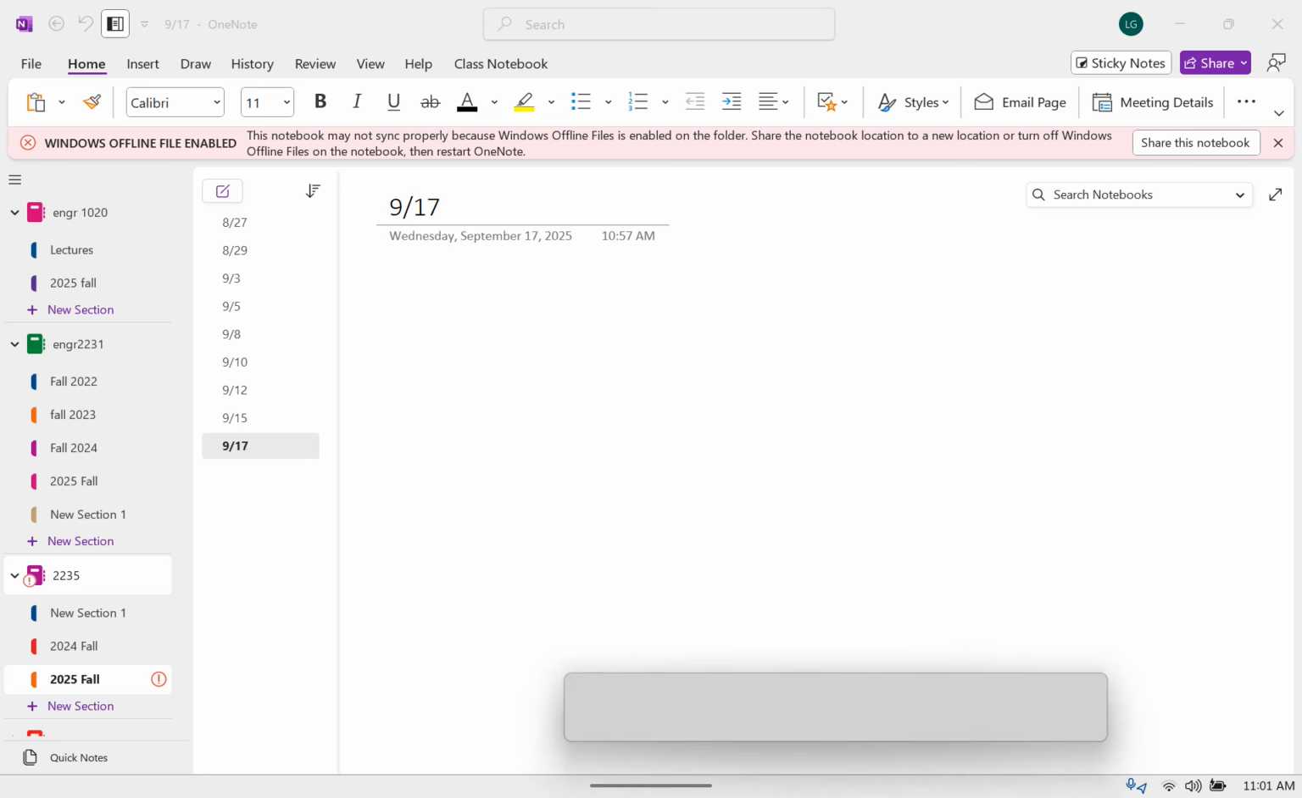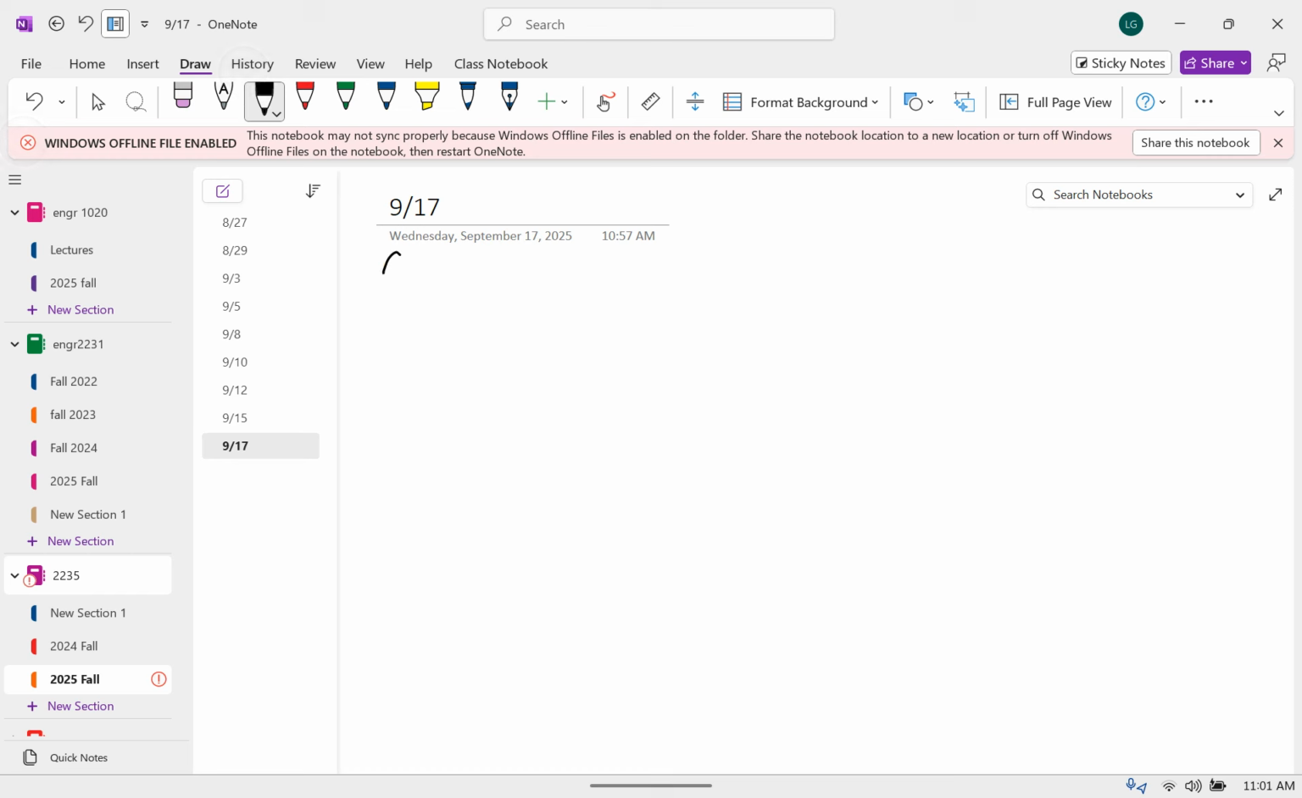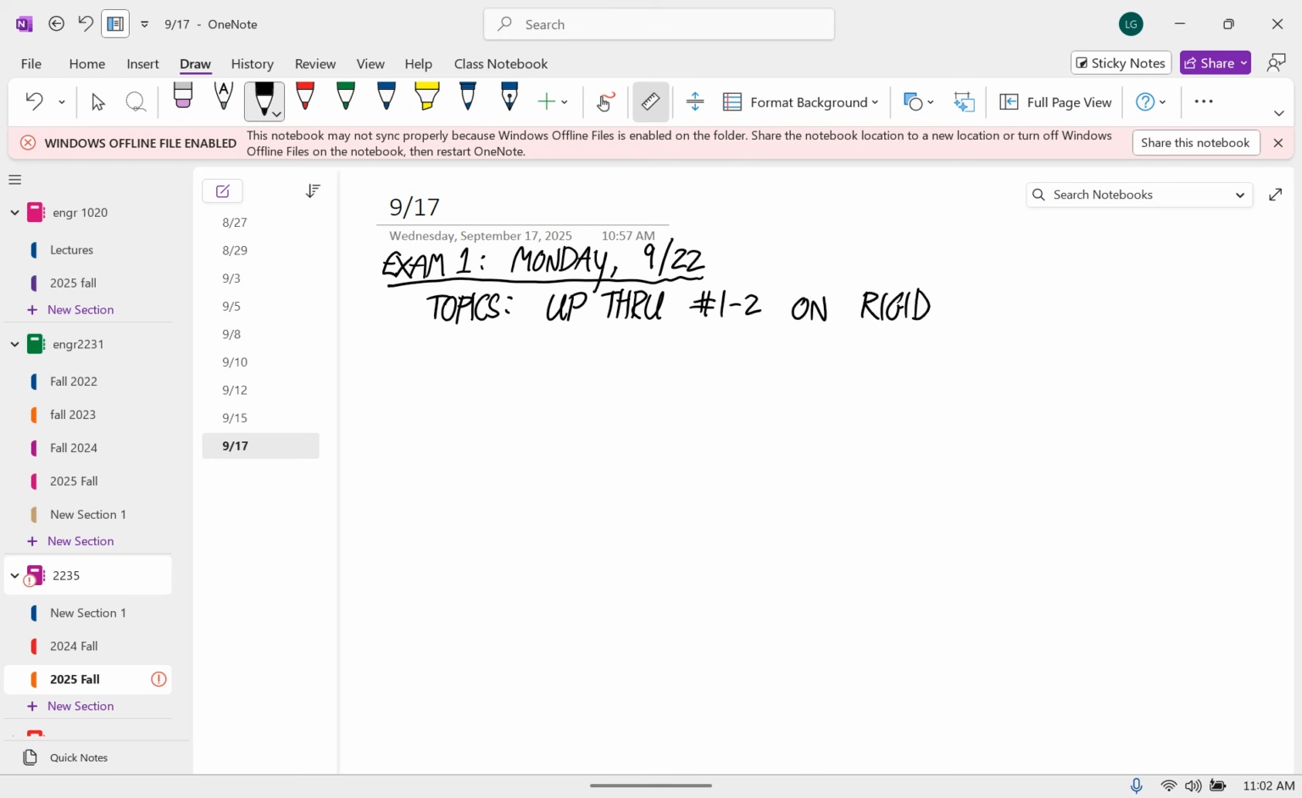Okay, so exam 1 is on Monday. And I guess that is 9/22. And the topics for that will be up through these two problems that were assigned today. So there can be problems like the first two from rigid body statics, okay, but nothing later than that. So up through numbers 1 to 2 on rigid body statics, and then all the other stuff before that.